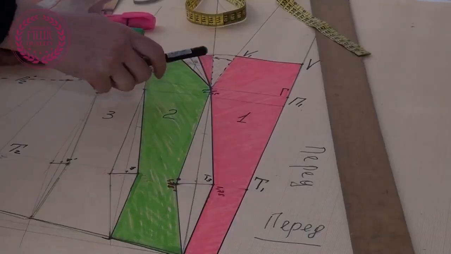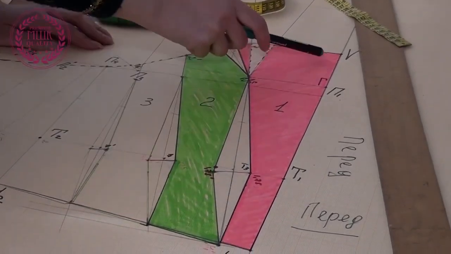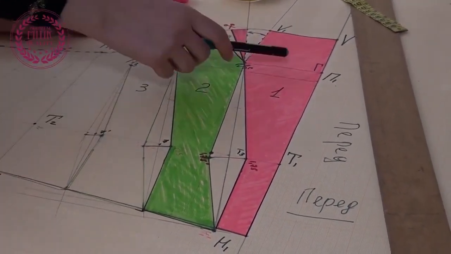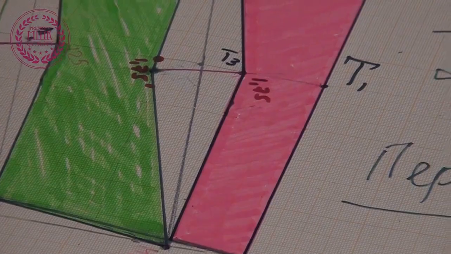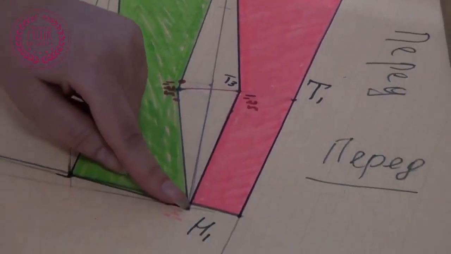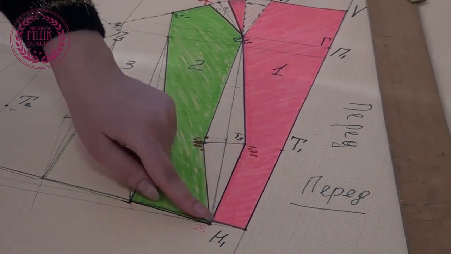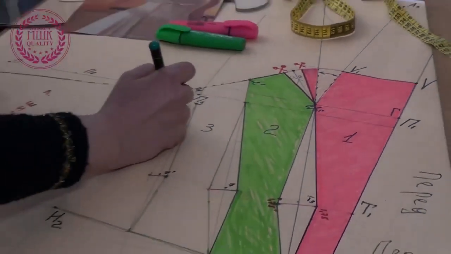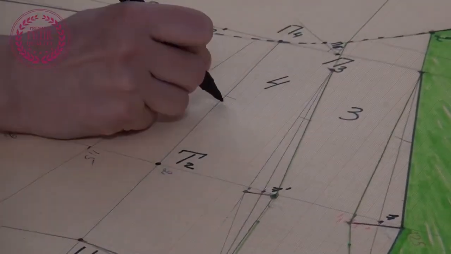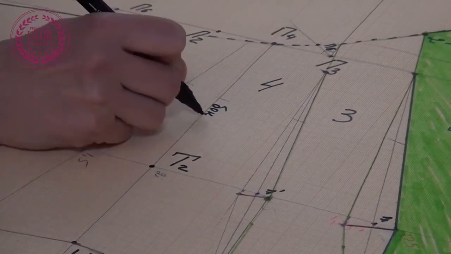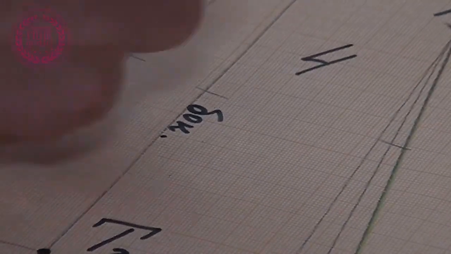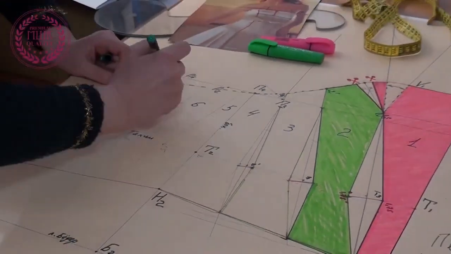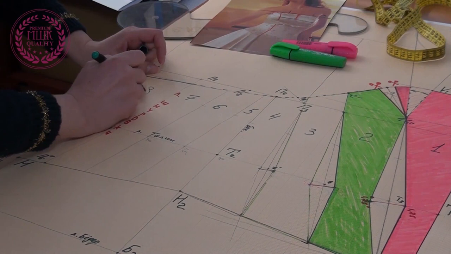To make it clear for you, I completely painted detail number 1 pink, and detail number 2 is colored green. This is the bottom line like a zigzag. This is detail number 4, and this is the side line. Details number 5, 6, 7, 8 are all back details.